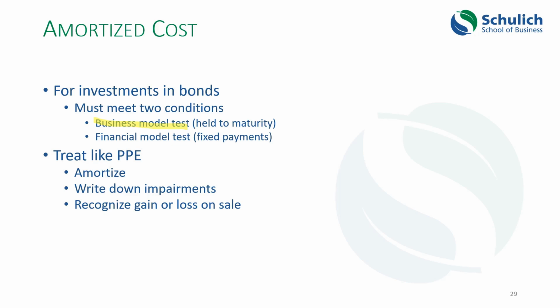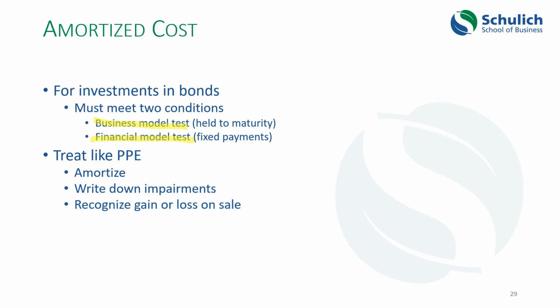If it's not, if it's planning on the possibility of selling that investment at some point in time that suits its own purposes instead of holding on to it until maturity, then it doesn't meet that condition and it should not be accounted for at amortized cost. There's also the financial model test. So whatever this investment instrument is, if it doesn't involve fixed payments of interest, then you can't use the amortized cost method. So if both of those conditions are met, then the company should account for it using amortized cost.